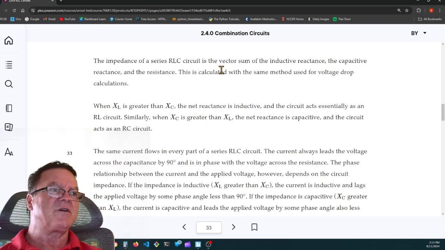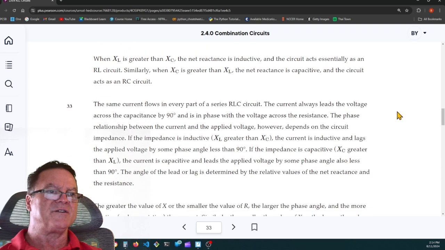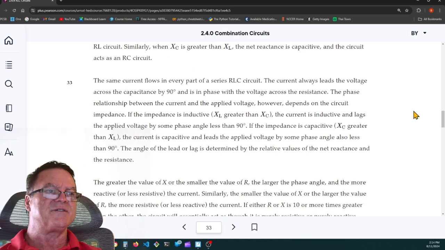The impedance of a series RLC circuit is the vector sum of the inductive reactance, the capacitive reactance, and the resistance. This is calculated with the same method used for voltage drop calculations. So when XL is greater than XC, the net reactance is inductive and the circuit acts essentially as an RL circuit. Similarly, when XC is greater than XL, the net reactance is capacitive and the circuit acts as an RC circuit.